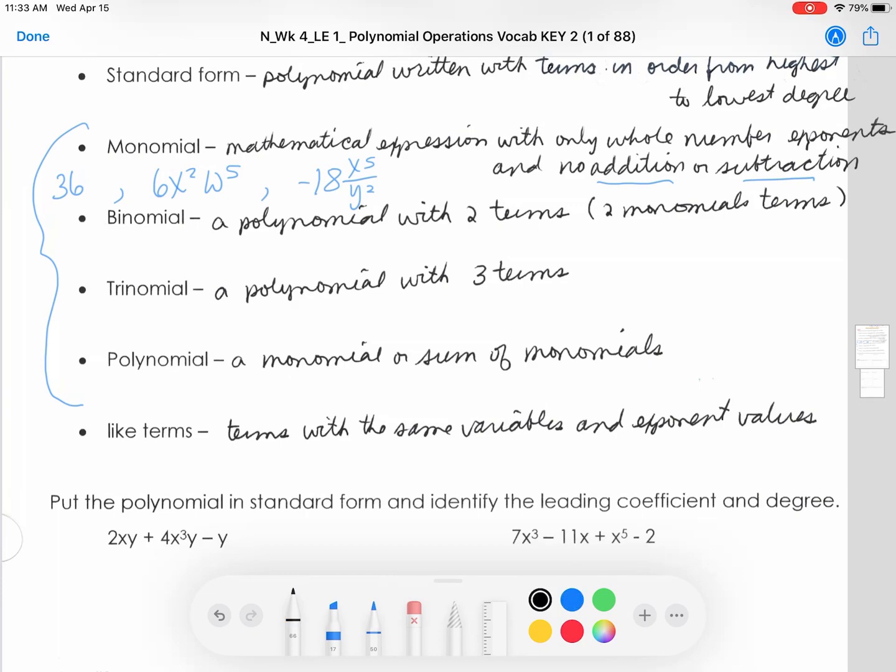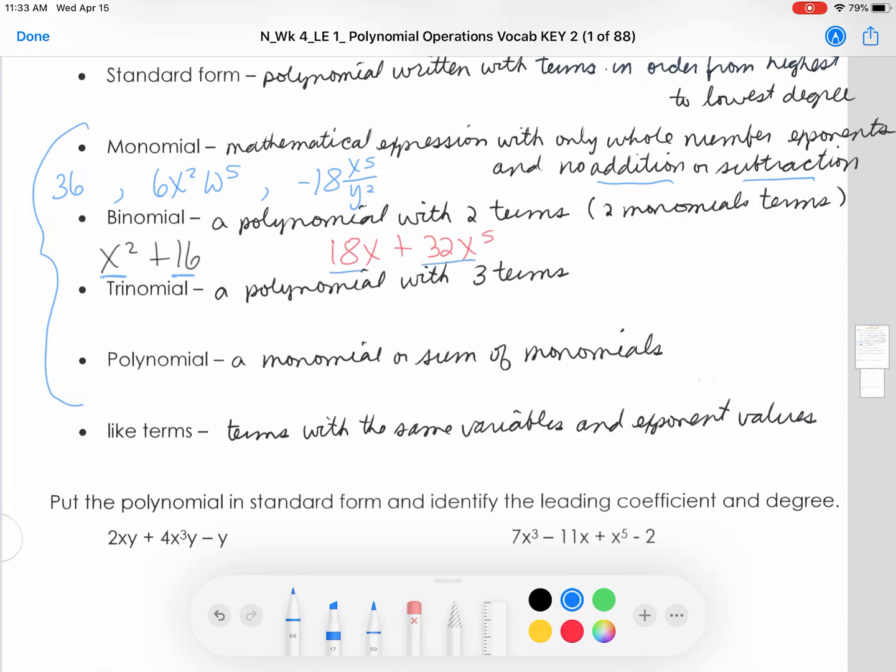Now a binomial is simply when we add or subtract two terms, or two monomials. So if you had x squared plus 16, that would be a binomial, two terms being added or subtracted. Another binomial could be 18x plus 32x to the fifth. It has two terms being added or subtracted.